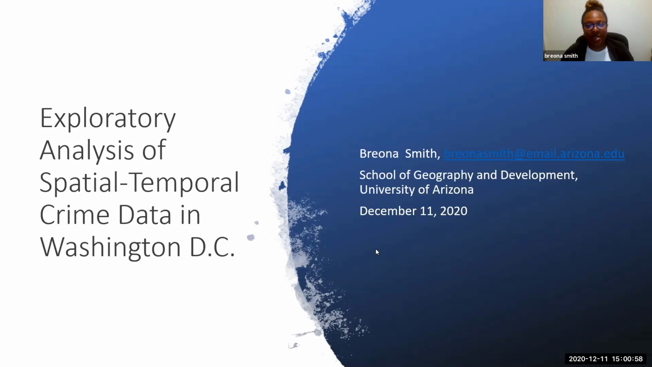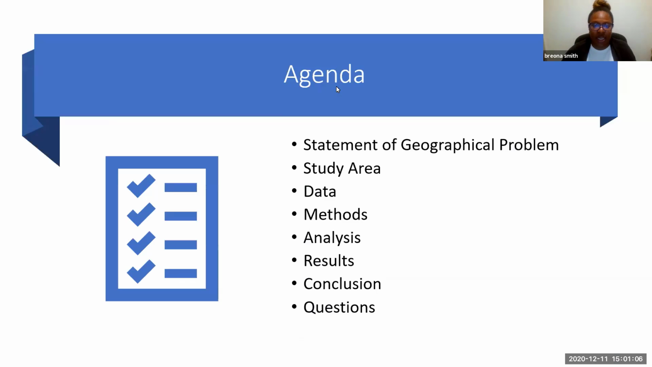My name is Breona Smith, and my research was done on the exploratory analysis of spatial temporal crime data in Washington, D.C. Here's my agenda, and these are the agenda points I will hit as we move through the slides.